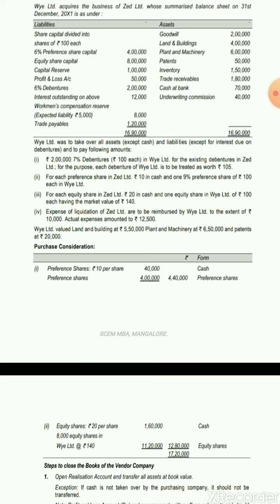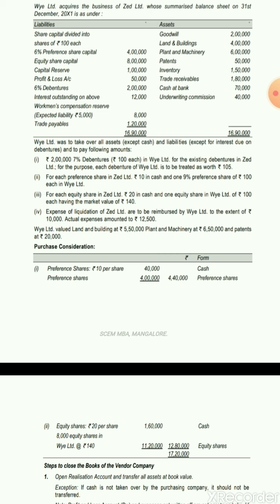Then they have mentioned the fact that interest outstanding on debentures is not to be considered because it is not being taken over. So, here we have to exclude interest outstanding on debentures which is not being taken over by transferee company. Then they have mentioned, and to pay following amounts. So, here the purchase consideration is discharged by various modes. We shall understand what modes.